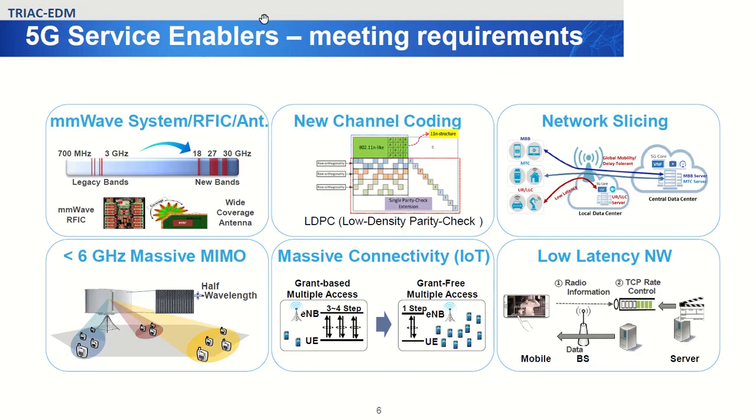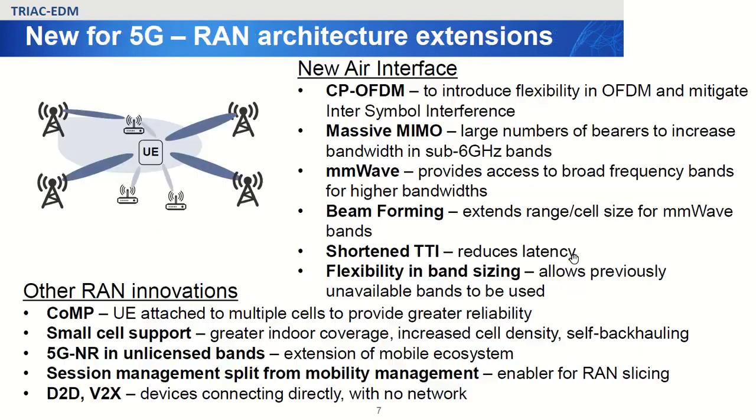And enablers, meaning the technologies to enable this. So we now need millimeter wave, error correction code, and then network slicing. And then massive MIMO, as we mentioned a few slides before, we put a lot of antennas, hundreds, even thousands in some cases. But it's on the experimental stage, not yet commercialized. And then massive connectivity and low latency.